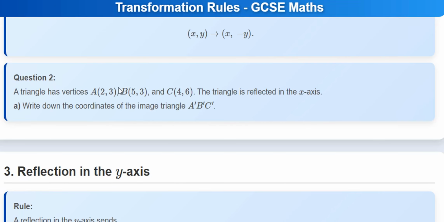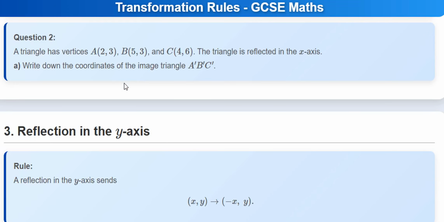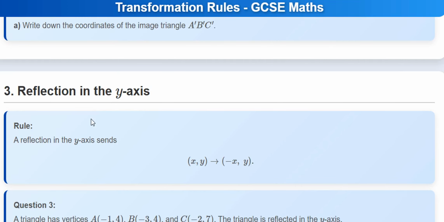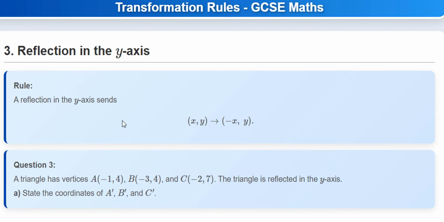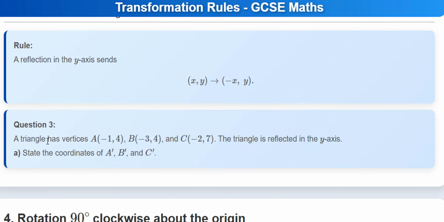So then we go to rule number 3, where we have reflection on the y-axis. So when we are reflecting on the y-axis, what happens is the y-coordinates remain the same, but the x-coordinates change to negative. So can we try this example here, where we are told a triangle has vertices A (negative 1, 4), B (negative 3, 4), then C (negative 2, 7), then the triangle is reflected in the y-axis. State the coordinates of the reflected triangle.